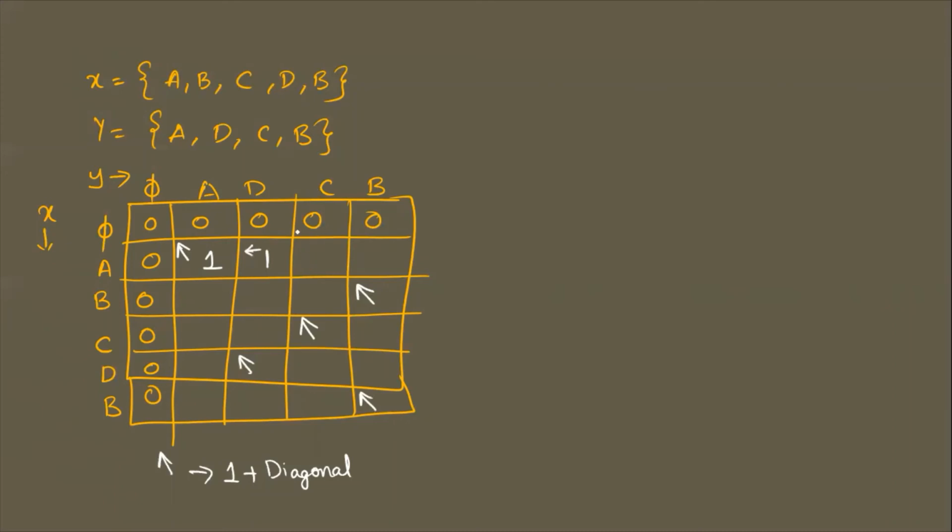A and C are different, so take the maximum. The left cell is there, take 1, and then the arrow. And A and B are different, so again take the maximum. This is done. You can see how fast we are doing. Next is B and A.